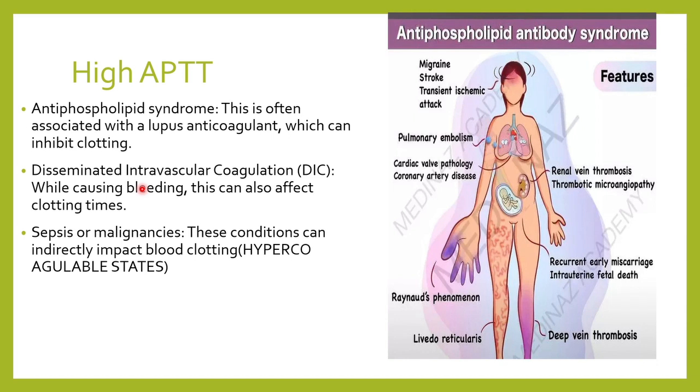DIC, disseminated intravascular coagulation. What happens here? There is abnormal coagulation, consumptive coagulopathy. Most of the clotting factors are used, so your APTT will be affected. In sepsis, sepsis is again a hypercoagulable state. To limit the spread of infection, the body tries to make more and more clots, so all the clotting factors get involved, so APTT might get prolonged. Malignancy is again a hypercoagulable state and is also a state of chronic inflammation leading to this clot formation. Hence again your clotting factors are involved, and your APTT might be high.